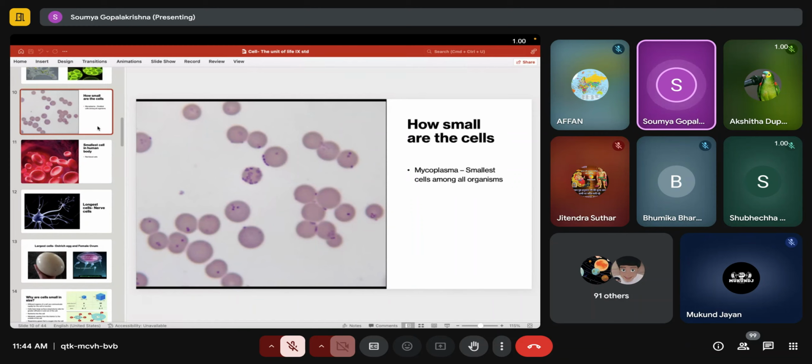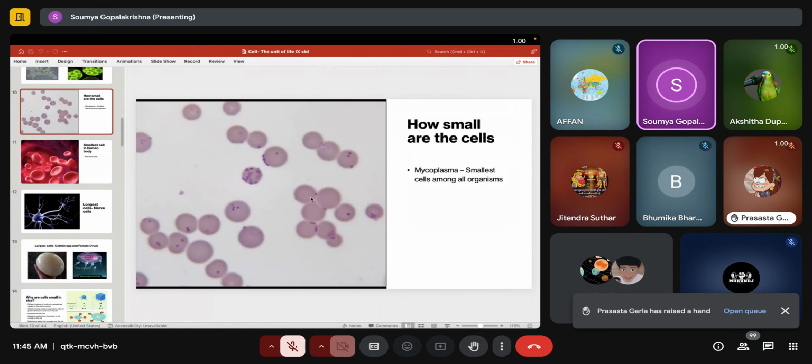So we are leaving the viruses aside. The smallest known are the viruses, but leaving them aside, when we talk about living organisms, the smallest amongst all organisms is a kind of bacterium called mycoplasma. Children, please make a note of this. This can be asked: which is the smallest known cell amongst all organisms? Answer is mycoplasma. Mycoplasma is a bacterium. It is the smallest cell amongst all organisms.